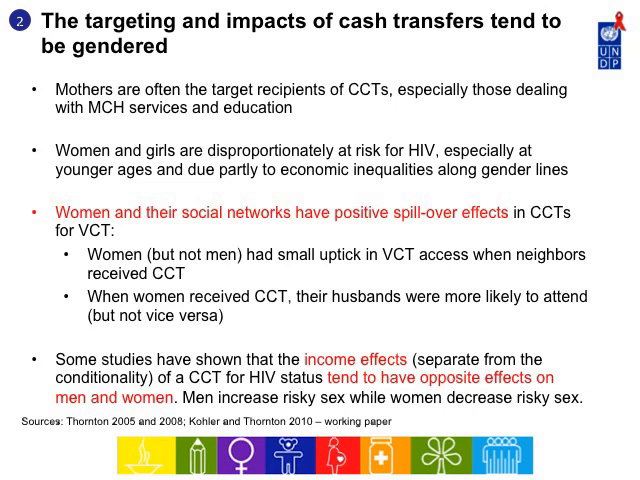And then the last bullet point here is that when you're thinking about just the income effects of CCTs, there's some evidence to suggest that they actually have opposite effects whether or not men and women are receiving them, and that men will increase risky sex upon receiving an unconditional cash transfer, while women will decrease risky sex.